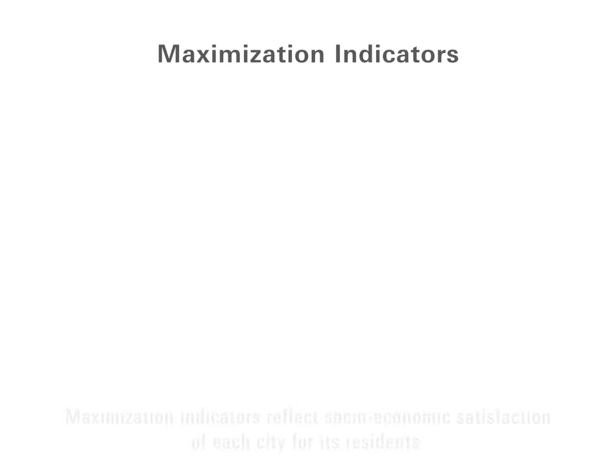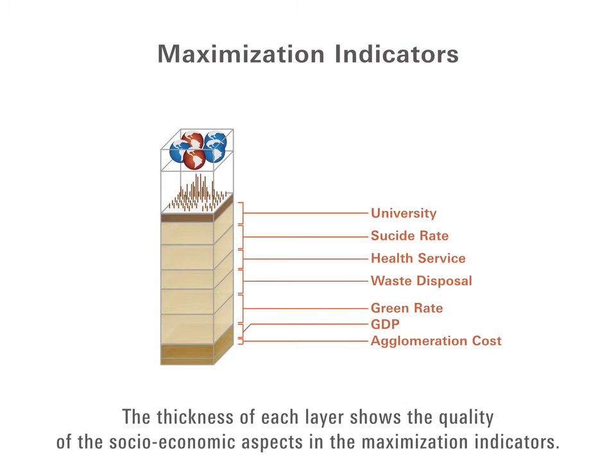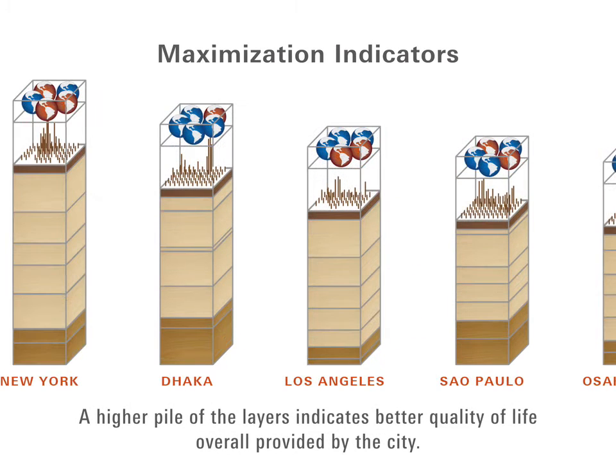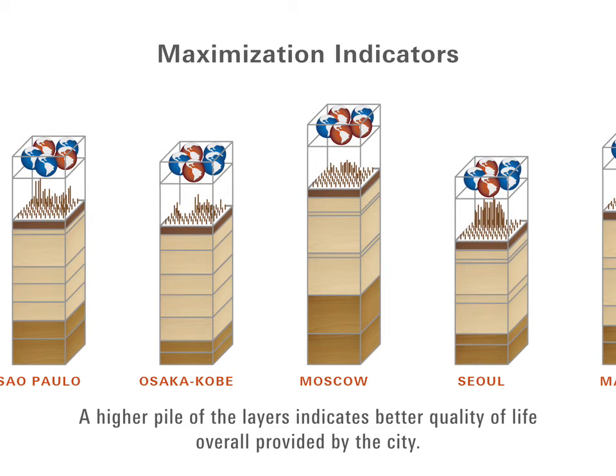Maximization indicators. Maximization indicators reflect social economic satisfaction of each city for its residents. The thickness of each layer shows the quality of the social economic aspects in the maximization indicators. A higher pile of the layers indicates better quality of life overall provided by the city.